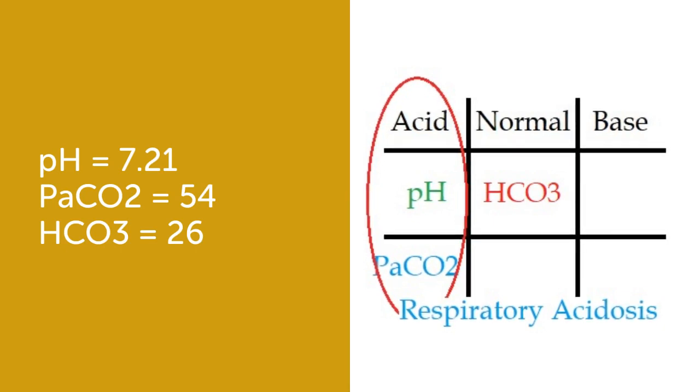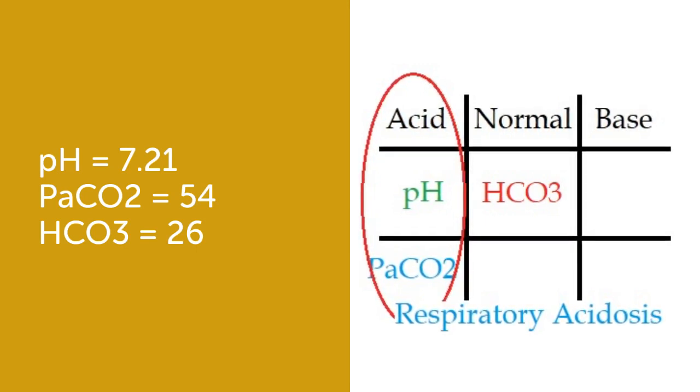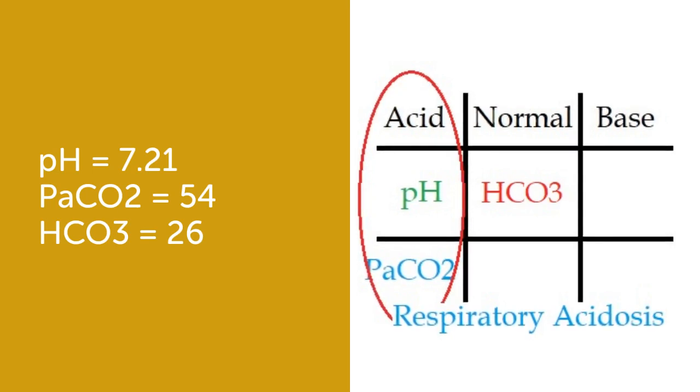PaCO2 is also in the acid column, so we know we have a respiratory acidosis because it's the respiratory value. Bicarb is in the normal column, so that tells us that we don't have any metabolic compensation, which we'll talk about a little bit more later.